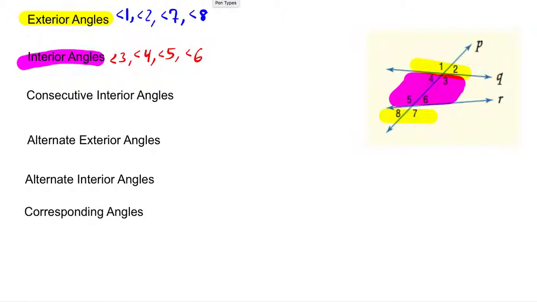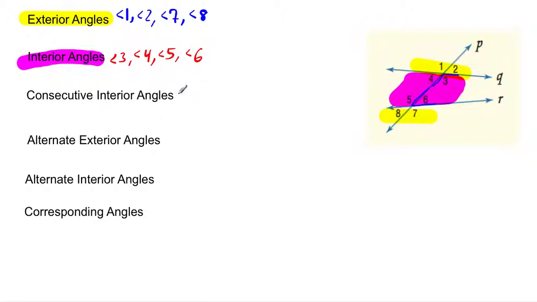Okay, consecutive interior angles. So these are going to be angles that are interior and consecutive. What consecutive means is that they're next to each other. So consecutive angles, if I look here, 5 and 6, they're next to each other, but they're on the same line. If I look at 3 and 6, see how they're next to each other? They share the same transversal, but they're on different lines.